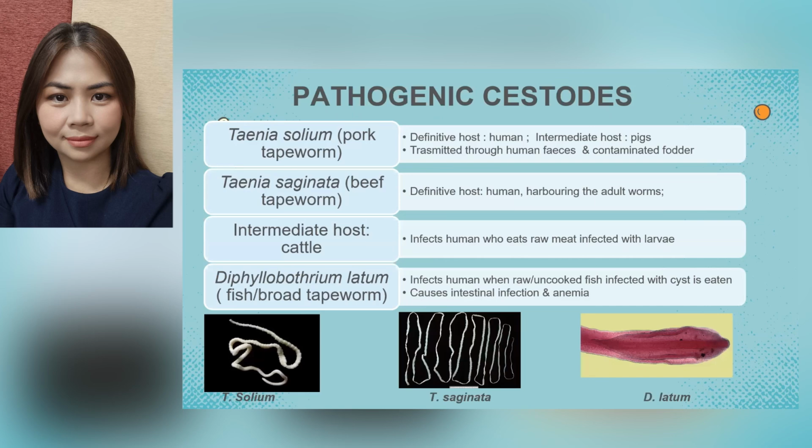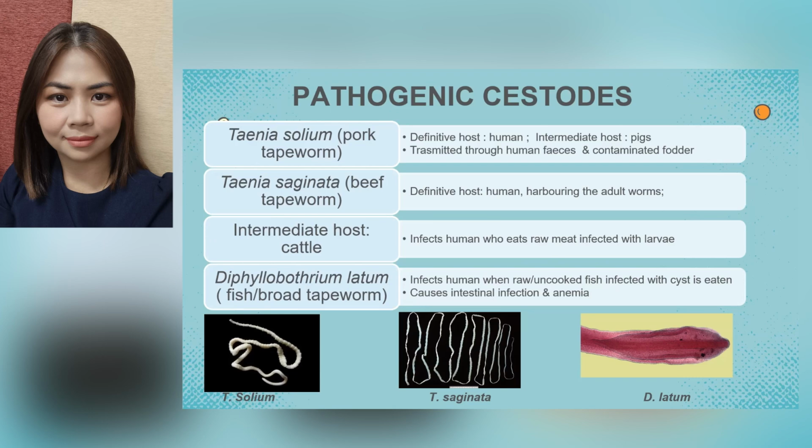Pathogenic cestode: Taenia solium, also called pork tapeworm. The definitive host is human, the intermediate host is pig, transmitted through human feces and contaminated fodder. Next, Taenia saginata, also called beef tapeworm. The definitive host is human, harboring the adult worm. The intermediate host is cattle. It infects humans who eat raw meat infected with larvae.